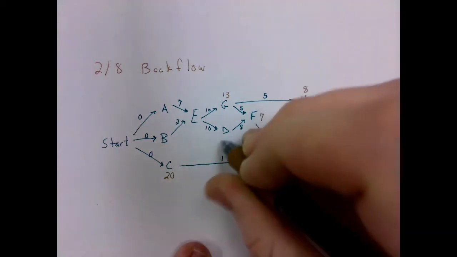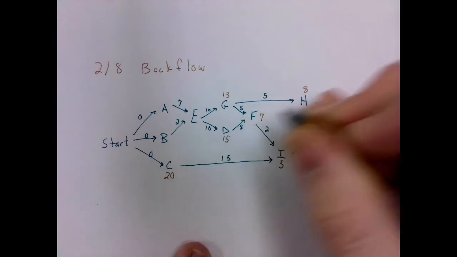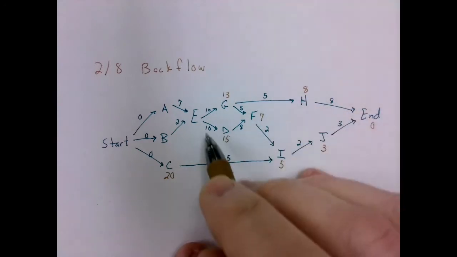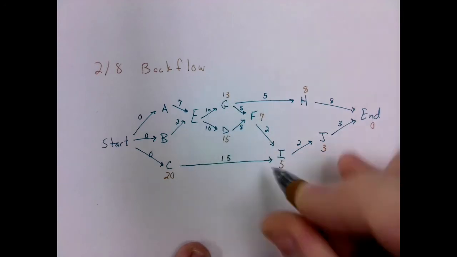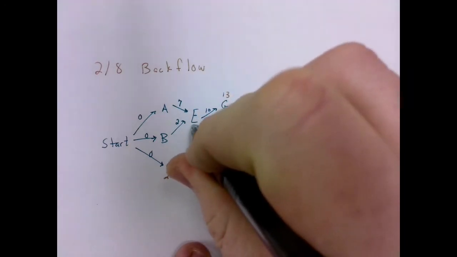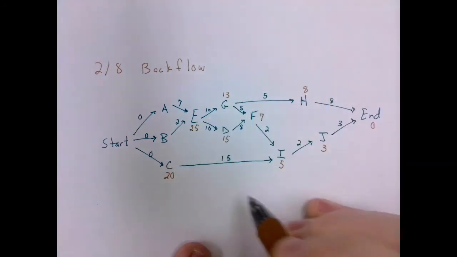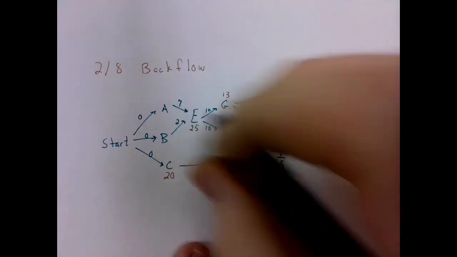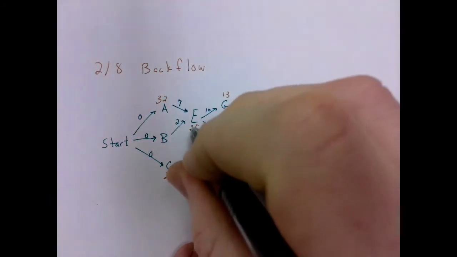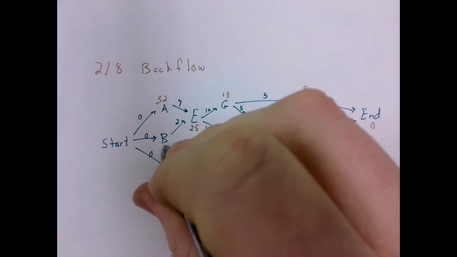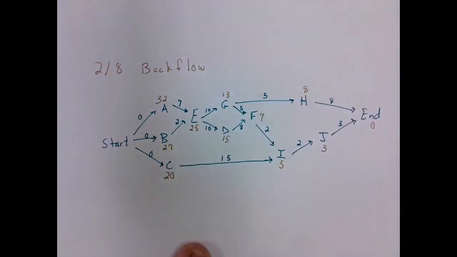We got here 7 and 8. Task D must be done 15 days prior to completion. Here we have task E. 13 plus 10 is 23. 15 plus 10 is 25. So task E must be done 25 days prior to completion. And then 25 plus 7 is 32 days prior to completion for task A. 25 plus 2 is 27 days prior to completion for task B.